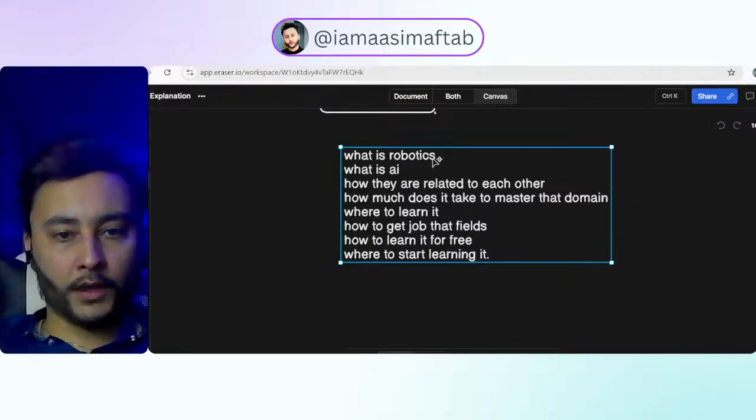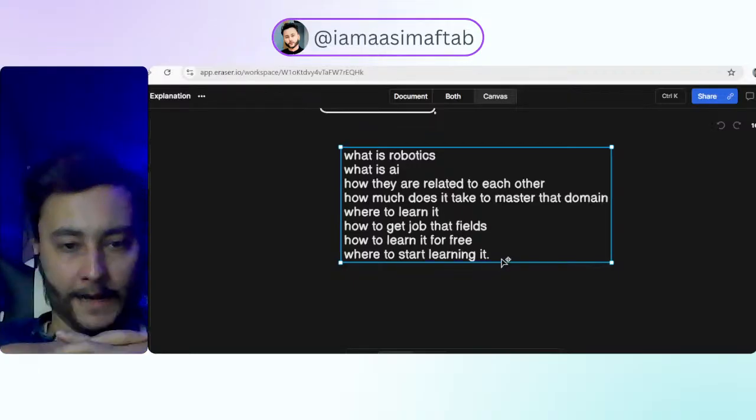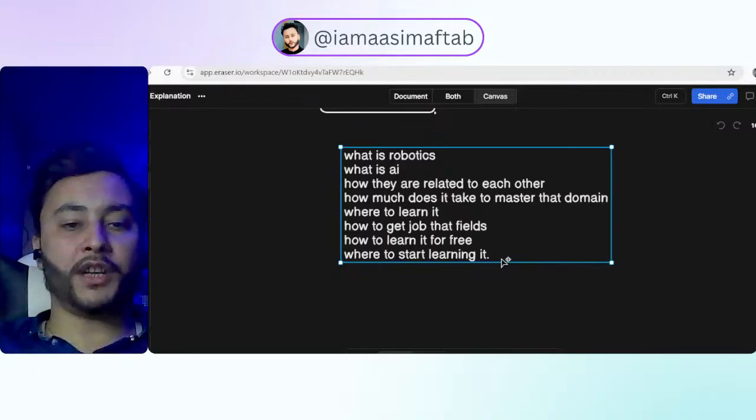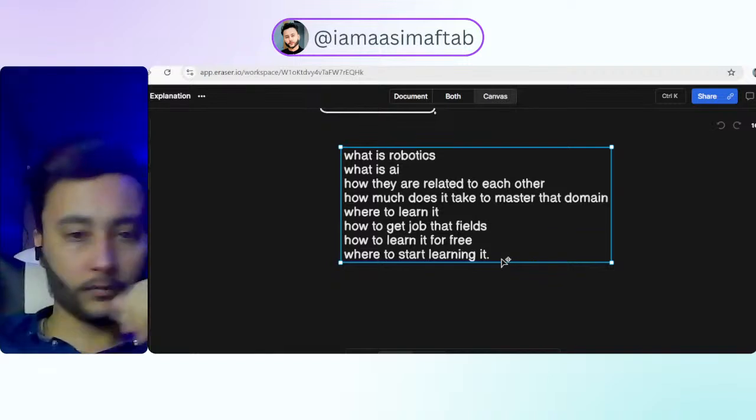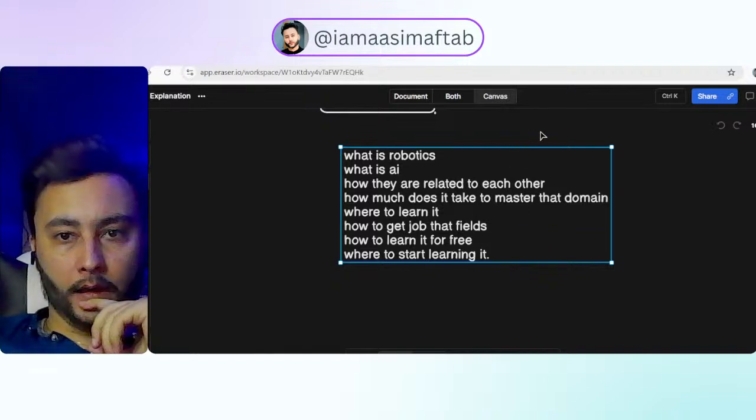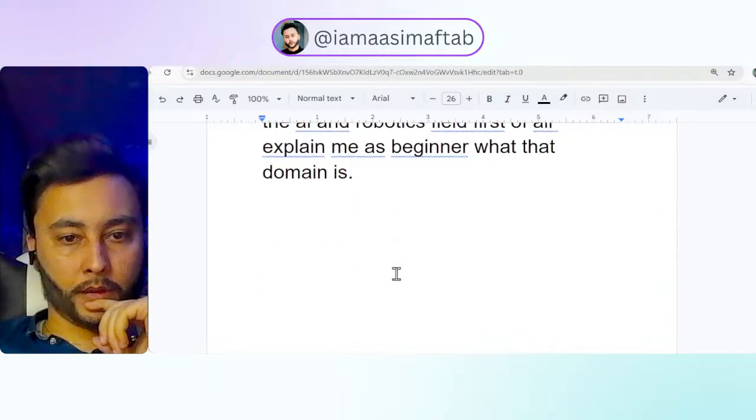What is robotics? We have understood. What is AI? We have understood it. How are they related to each other? We have understood. How much does it take to master that domain? We have to learn it. How to get a job in that field? How to learn it for free? We have to start learning it. For example, I have an interest in that field and I want to achieve these things which I've written on the screen. Okay, let's make another prompt for it.